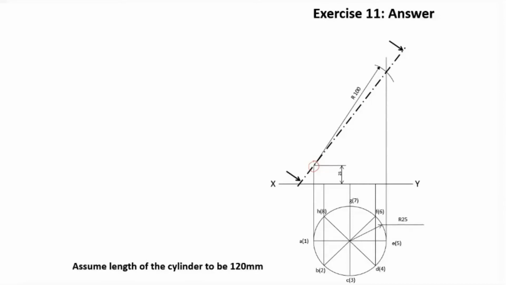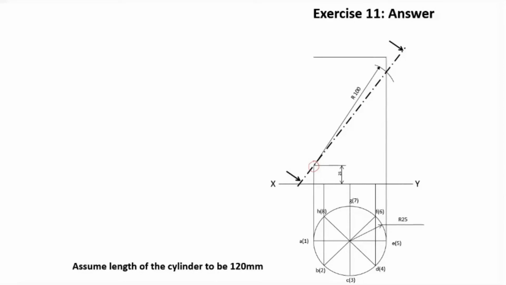Now we can assume any length above this particular point as the length of the cylinder. In this case, we assume it to be 120 millimeter, since this length will not be 120. So 120 will be slightly more, a larger length than the height of this point from the XY line. You can assume any length which is above this particular point. That length can be assumed for the cylinder.